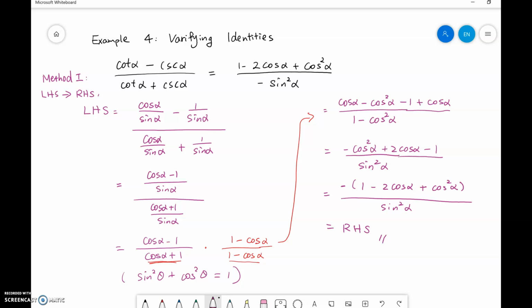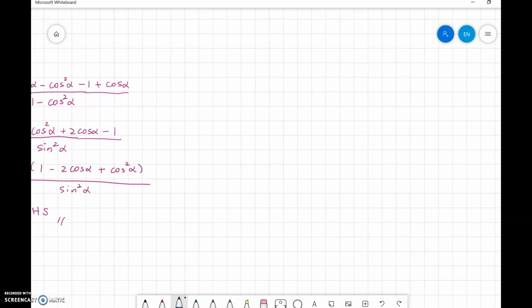If I'm using method 1, from left-hand side directly to the right-hand side, it is a little bit challenging to come up with the idea that I have to multiply by 1 minus cosine of alpha. Sometimes it is easy to go from one side directly to the other side, sometimes not too easy. So you can try a different method, where I'm going to work on both sides and try to see where I can meet in between.